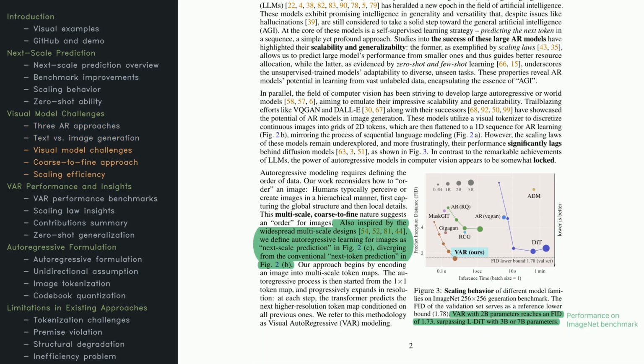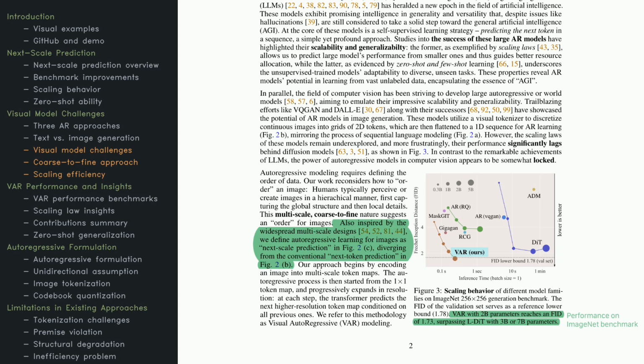Why do this coarse-to-fine approach? Flattening an image into a single token sequence, like text, isn't natural for visual data. It's too slow and hard to scale. Humans don't understand images one pixel at a time. We see the big picture first, then focus on details. VAR uses the same intuition.